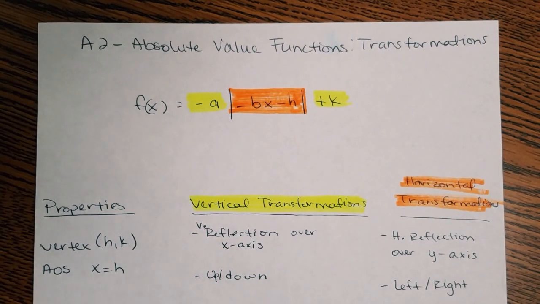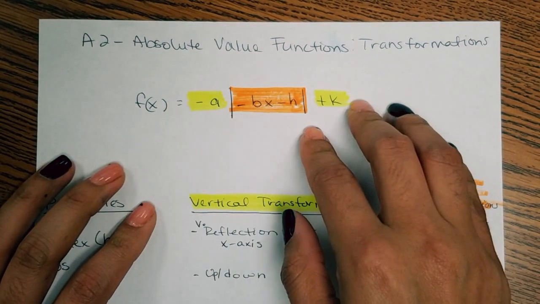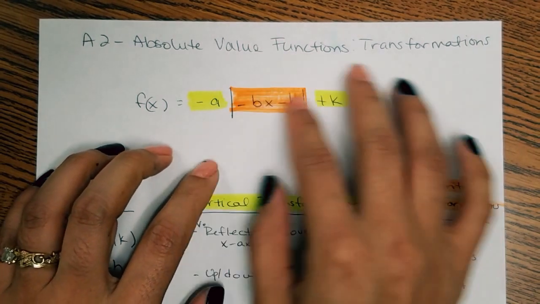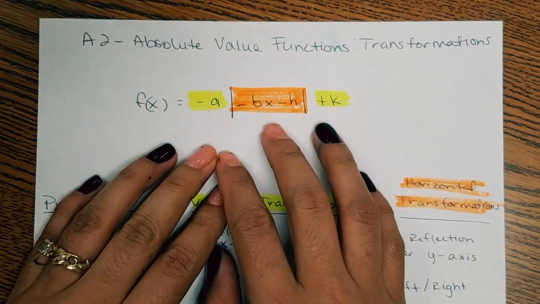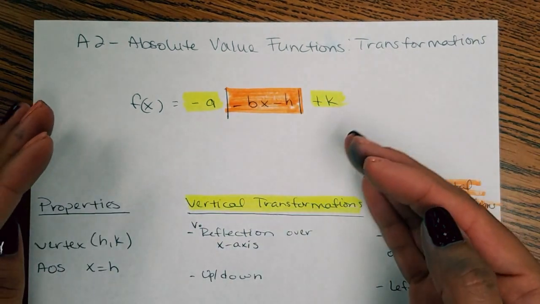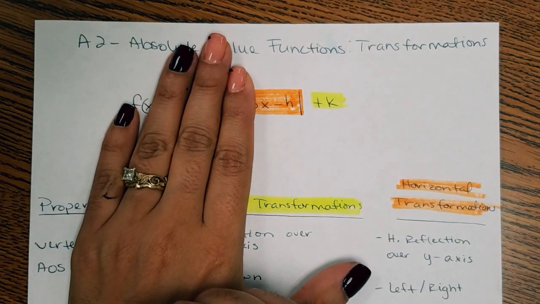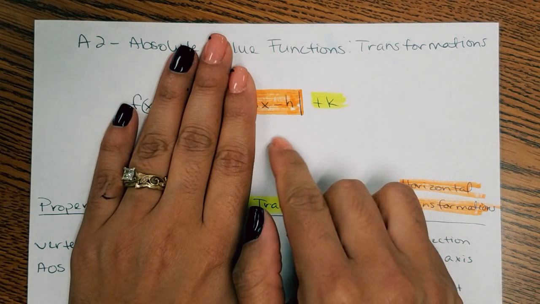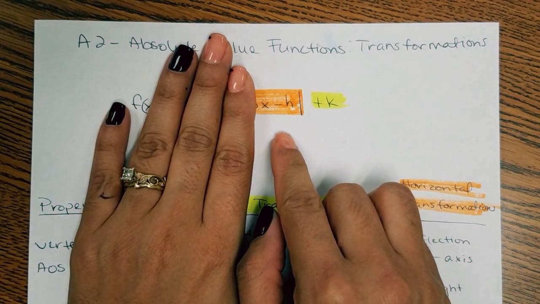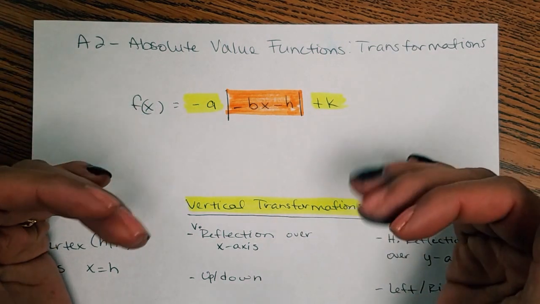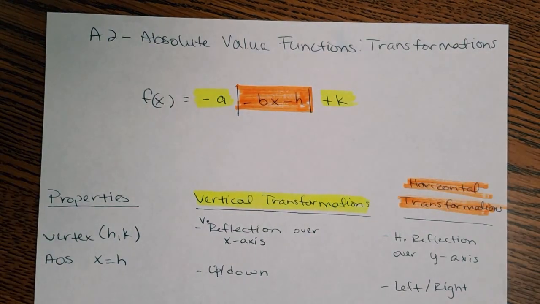Okay guys, this is absolute value functions and their transformations. This is the formula for writing an absolute value equation in transformational form. This shouldn't be new to you. We've covered transformations before, and in the previous video I showed you the formula that looked like this that would help you get the vertex and the axis of symmetry from your H and K. So now we're just expanding it a little more to talk about the different types of transformations that take place.